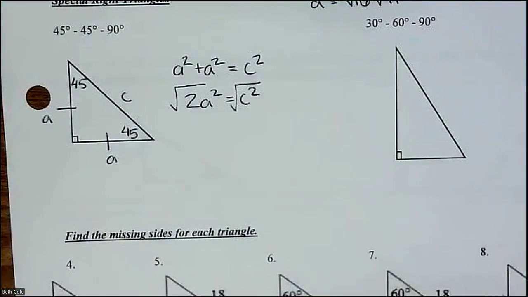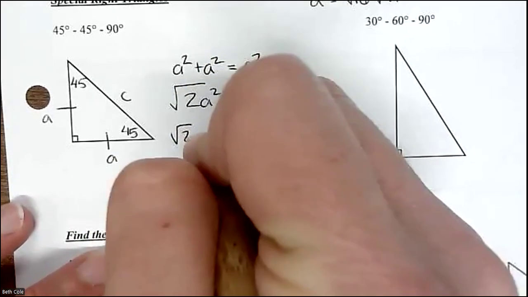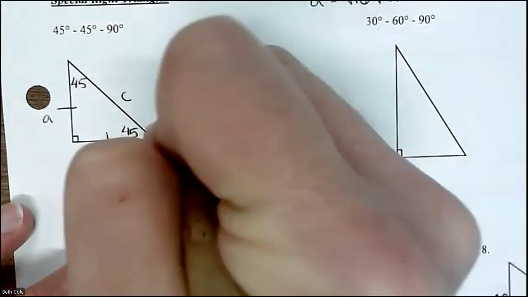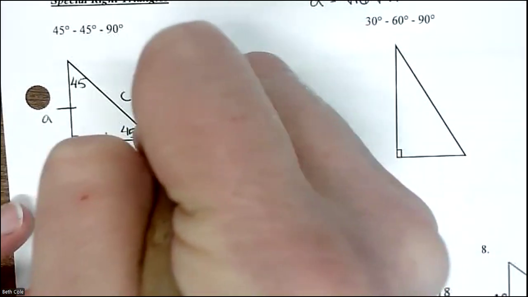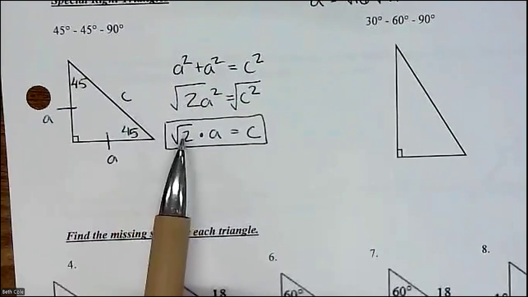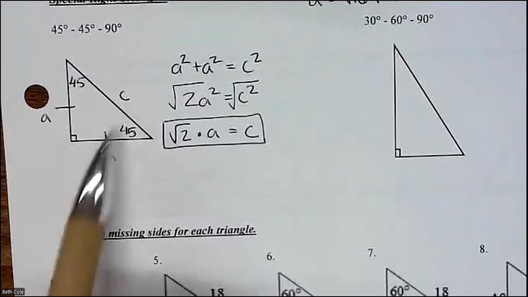Now you can't square root 2. I mean, you can, but it's a weird decimal. It's 1.4, and I only know that because I live in this room and do math problems. Okay, so it's going to be square root of 2 times A equals C. That's your first pattern you get out of that. So if you take the smaller side and multiply by square root of 2, you get the bigger side, the hypotenuse. Do you see that?